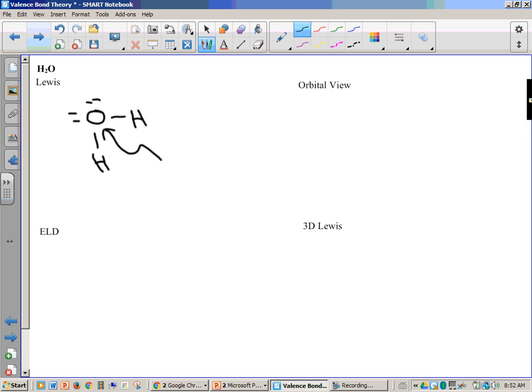Doesn't matter where you put the lines. If you put them on opposite sides, it doesn't matter. This is just a good old-fashioned regular Lewis. We've squished the molecule onto the board. We haven't really looked at the 3-dimensional structure yet. 2 lines coming from that oxygen, 2 bond pairs, 2 lone pairs.